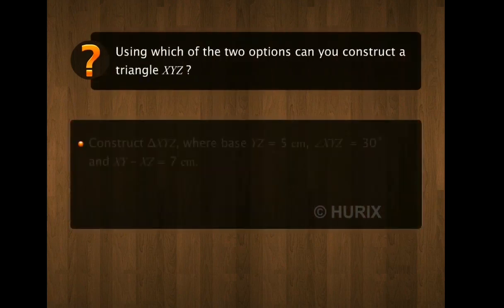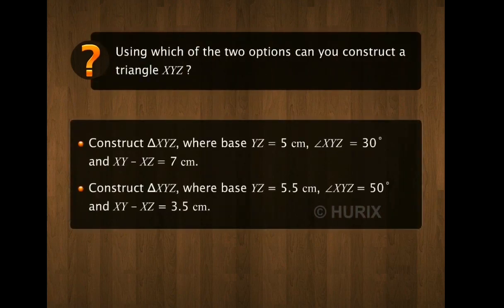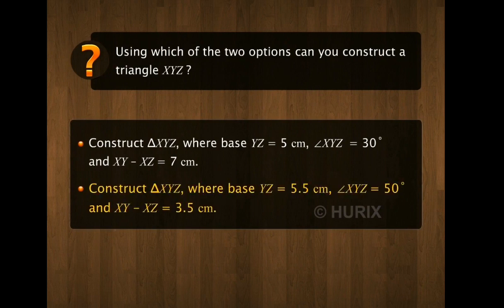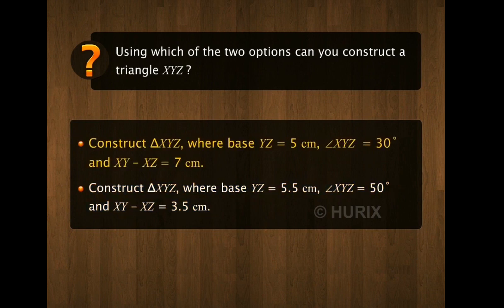Now, using which of the two options can you construct a triangle XYZ? Option B enables you to construct triangle XYZ because the difference of the lengths of the other two sides, XY and XZ of the triangle, is less than the length of base YZ. However, in option A, the difference of the lengths of sides XY and XZ is greater than the length of base YZ. Thus, constructing triangle XYZ using the parameters specified in option A is not possible.